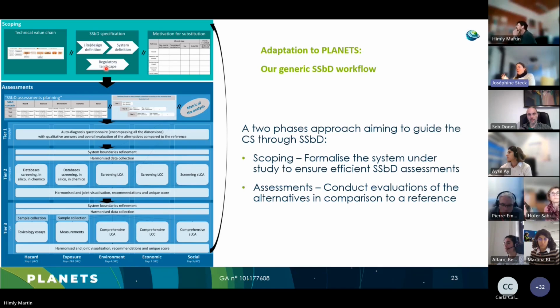So today we will focus our presentation on the scoping phase, as you already understood, which aims mostly to formalize the system under study and to ensure efficient SSbD assessment later on. So I would like to suggest that we go now to the hands-on, Martin, and go in detail into these three parallel actions in the scoping phase.